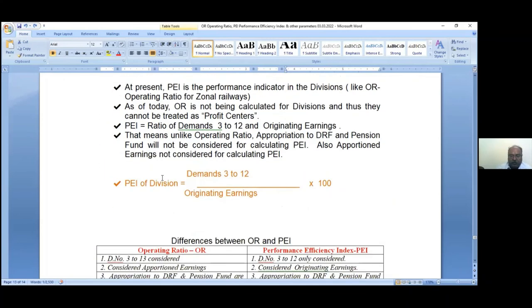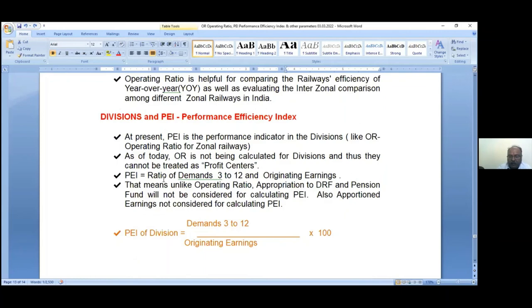Now we'll check what the performance efficiency index is. This is very important from the examination point of view. See, the operating ratio is for zonal railways as well as Indian Railways, whereas for divisions, to calculate their efficiency, that is called the PEI indicator. PEI is the performance efficiency index, a performance indicator for divisions like OR for zonal railways. As of today, OR is not calculated for divisions. Why? Because divisions are not treated as profit centers, only as cost centers. That is the reason originating earnings are not apportioned among the divisions. It is centralized. The traffic accounts office works at headquarters level, not in the divisions, because divisions are cost centers, not profit centers.